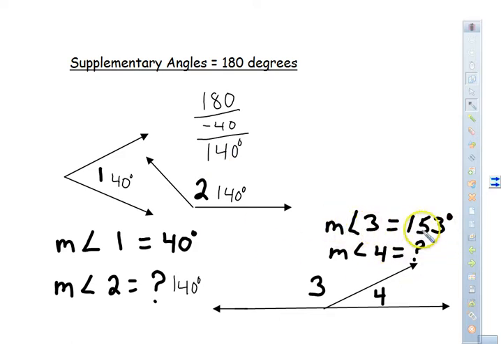So what I want you to do, they give you this over here. It says measure of angle 3 is 153 degrees. That's this angle. What is the measure of angle 4? Go ahead and hit pause and solve that.